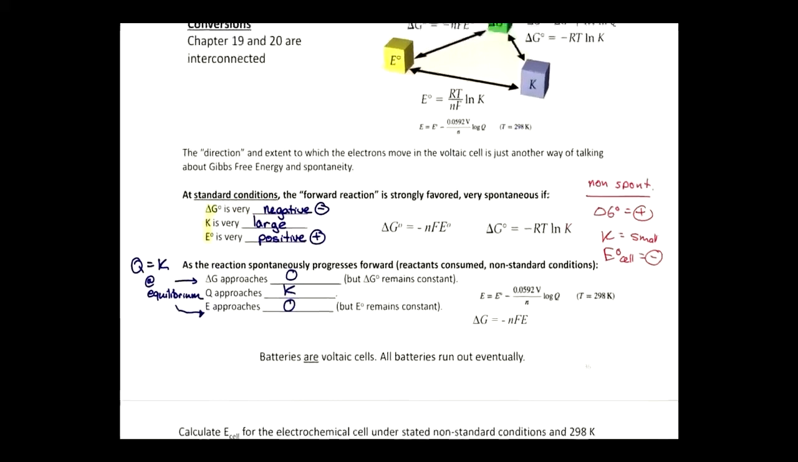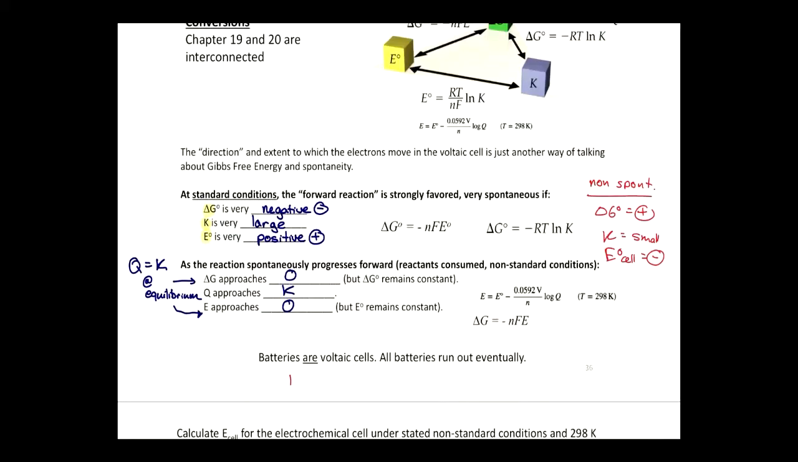Okay, so yeah, all batteries are voltaic cells. We typically look for cell potentials that are positive, but all batteries run out eventually, meaning that your measured cell potential, notice that I'm writing E without the naught, eventually approaches 0. That's when your battery runs out. And that's because a reaction is happening, the value of Q is changing, and eventually E cell will be 0, meaning delta G will also be 0. Notice how I'm not putting the naughts there, right? Because those naughts come from table values.